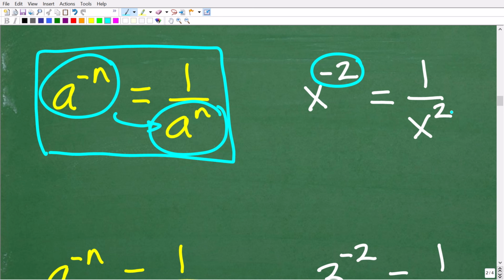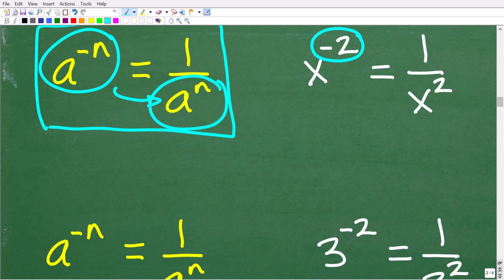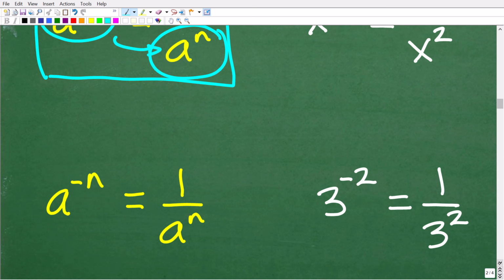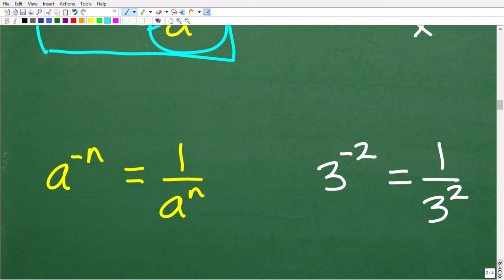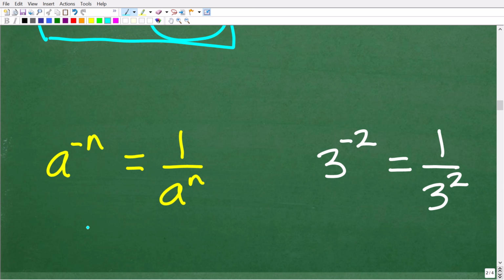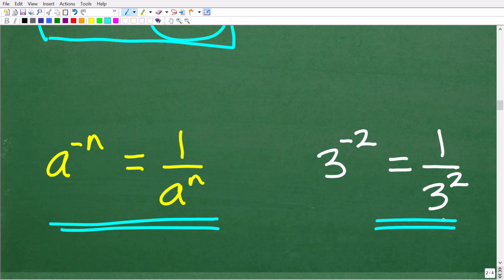Okay, so again, this rule is not that complicated, but I'm going to show you an easier way to think of this property because a lot of students get confused with this property. You'll see what I'm talking about in just 1 second. But this works with numbers as well, any power situation. So again, we have the negative exponent property. So if I have 3 to the negative 2 power, this is going to be equal to 1 over 3 squared. Okay, so if you understand the rules so far, that is fantastic. And now let's take a look at a little bit more difficult examples involving negative exponents.